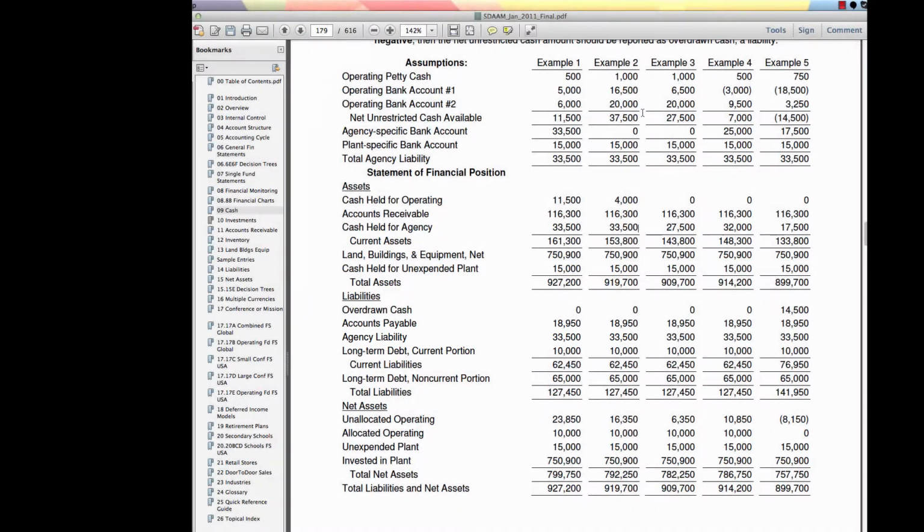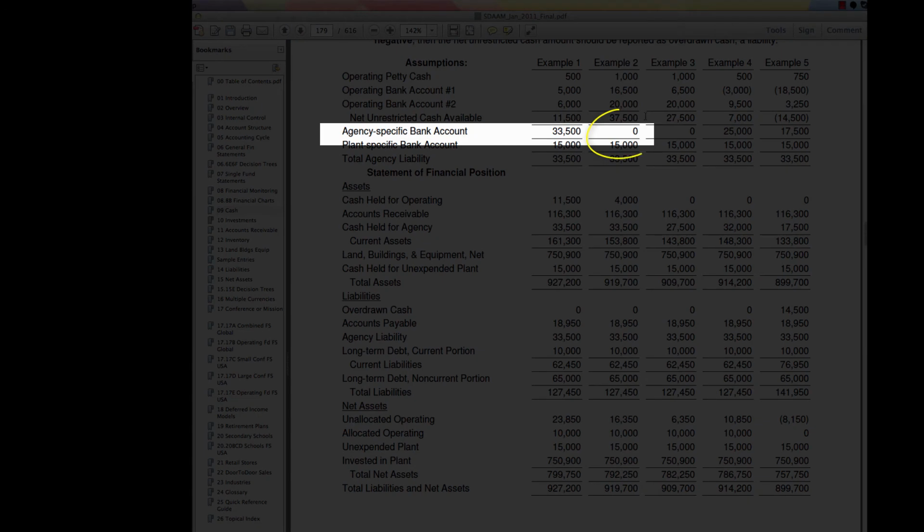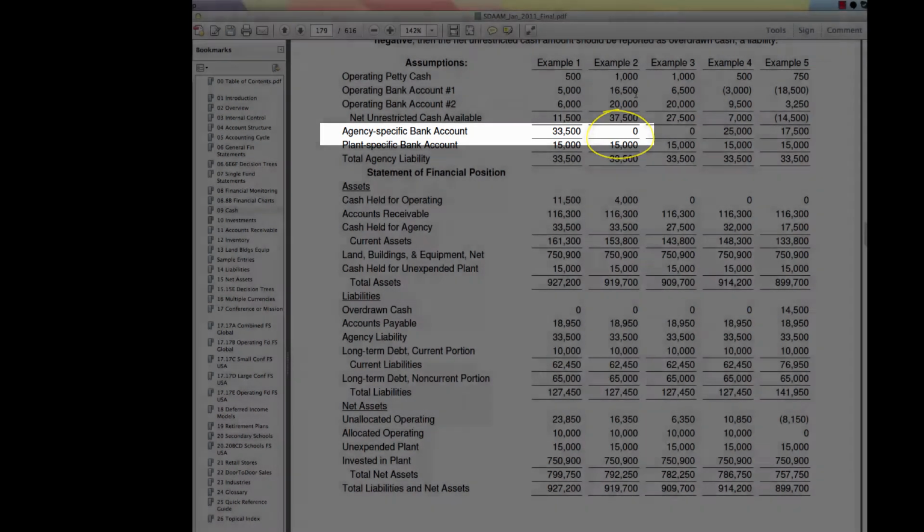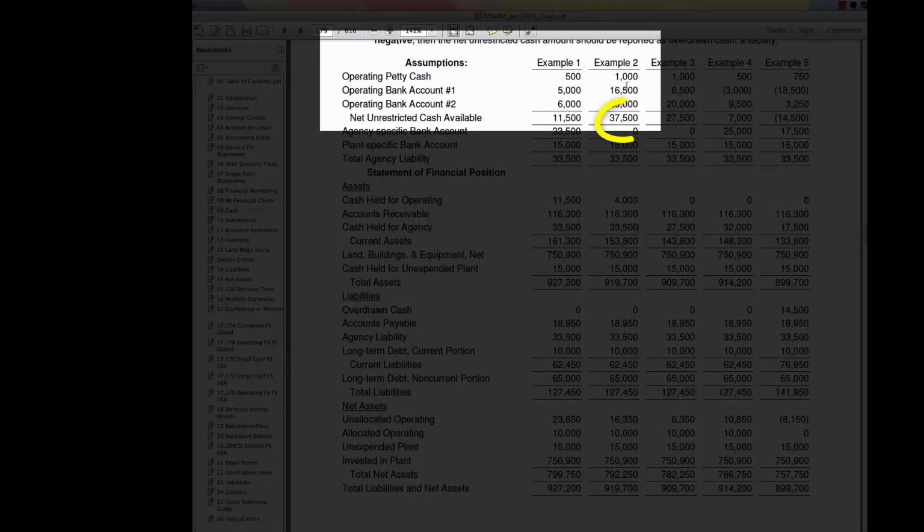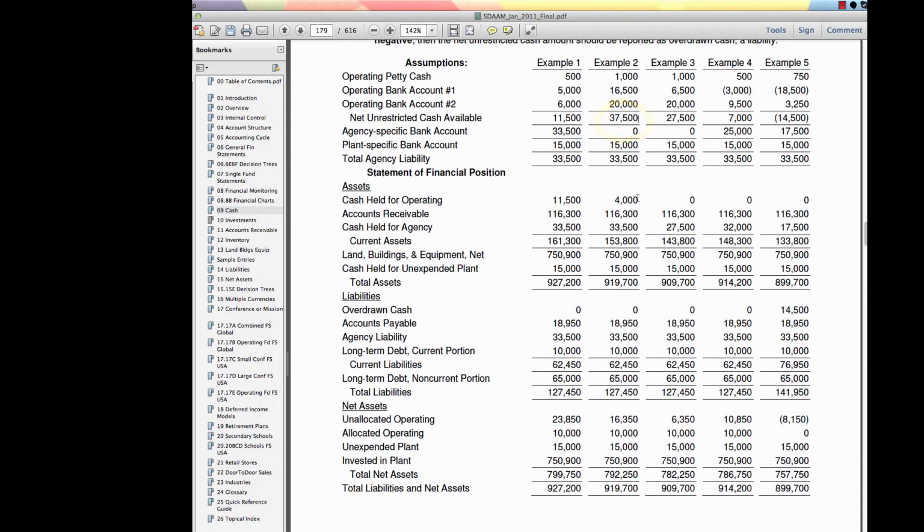And in example number 2, they do not have an agency specific bank account. All the money of the organization is kept in other bank accounts. And so the agency liability is $33,500, and so look here at what happens. Very interesting.